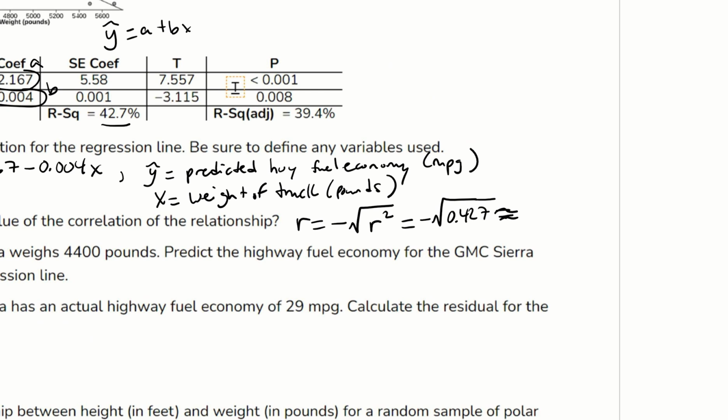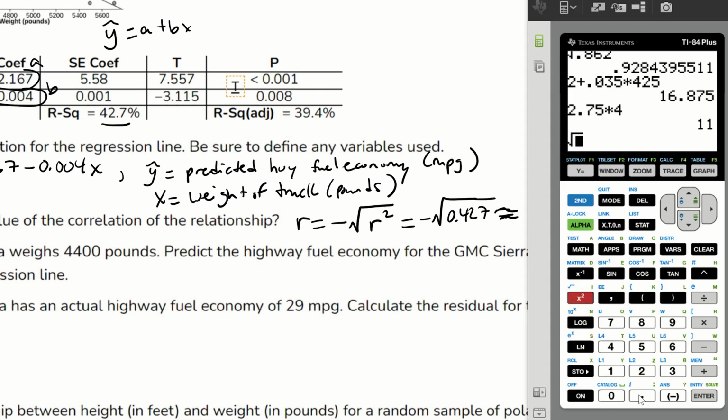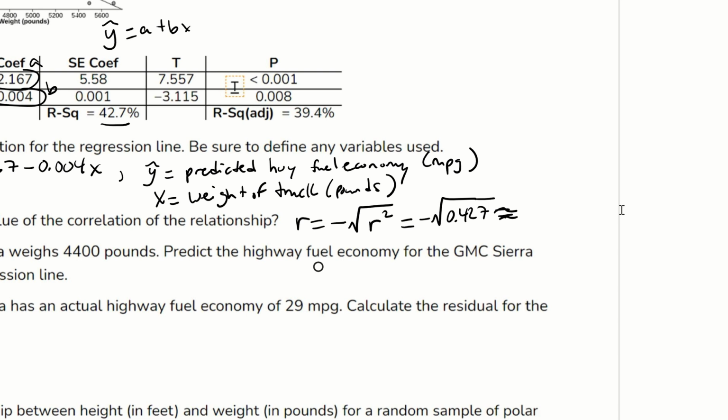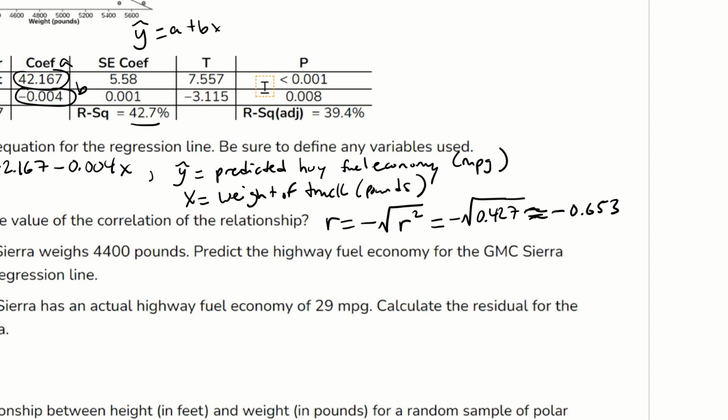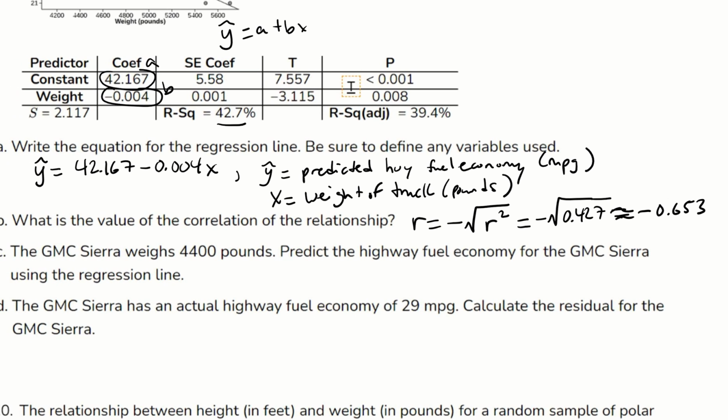All right, so we're going to calculate that. Square root of 0.427. So we get 0.653 for my r value, but it's going to be negative. Okay, so there's my r value. Remember, the sign matters because it's a negative relationship, so it's got to be negative.